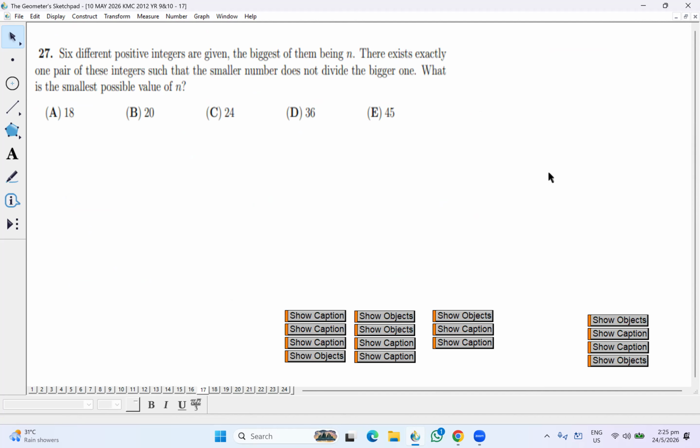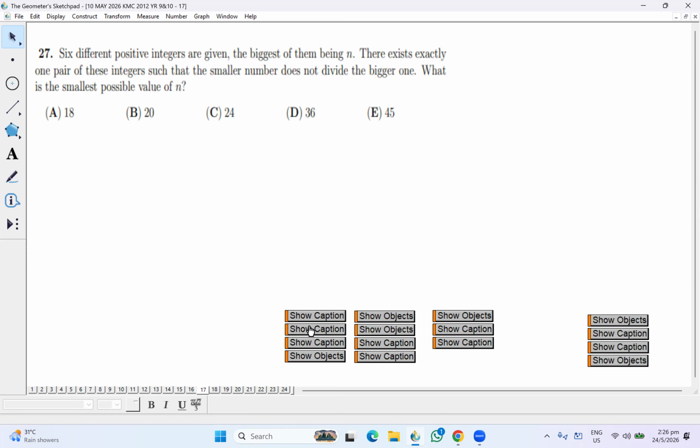6 different positive integers are chosen, the biggest of them being n. There exists exactly one pair of these integers such that the smaller number does not divide the bigger one. You've got 6 integers, and you want exactly one pair where the smaller does not divide the bigger. Only one pair.